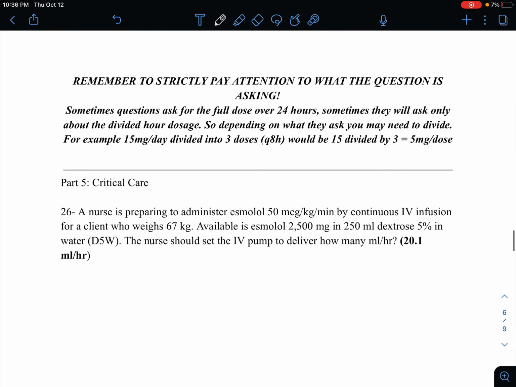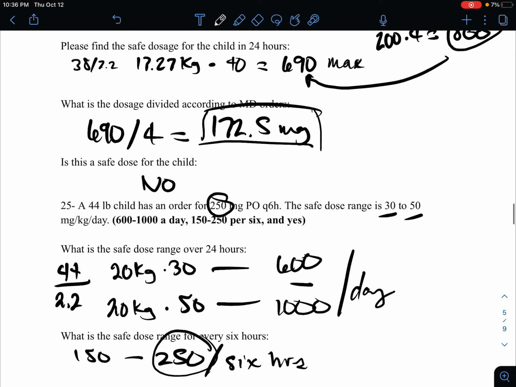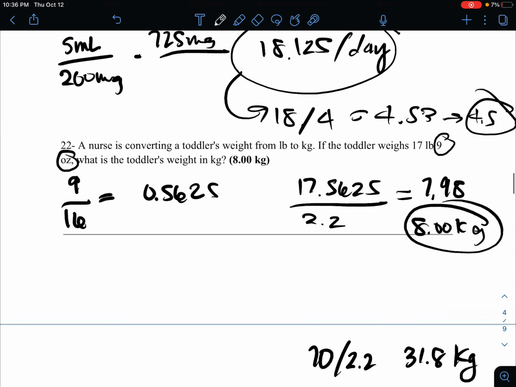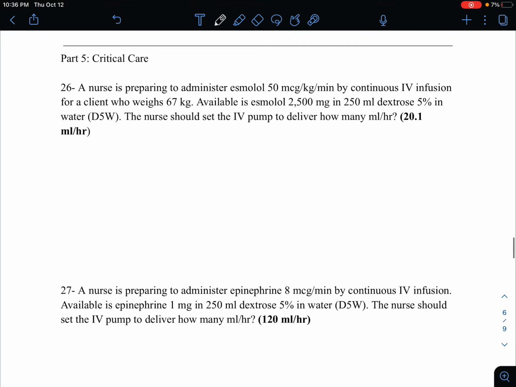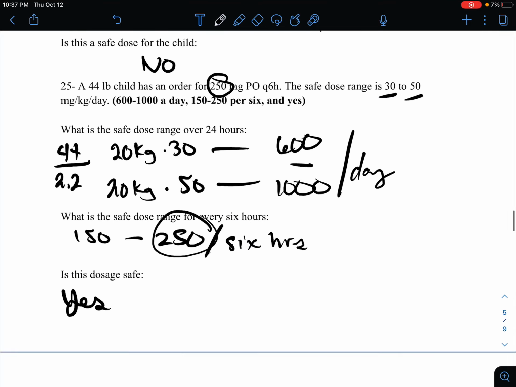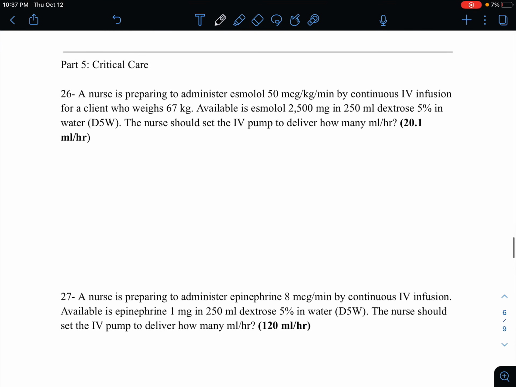Okay, so also remember to pay attention to what the question is asking. Sometimes the question will ask for the full dose, and sometimes they'll only ask about the dosage divided hourly. That's why I included questions like this or like this, because the test may ask something like that. So now we're on to the really complicated questions that really stumped some people on the ATI in class. So let's go ahead and get started.